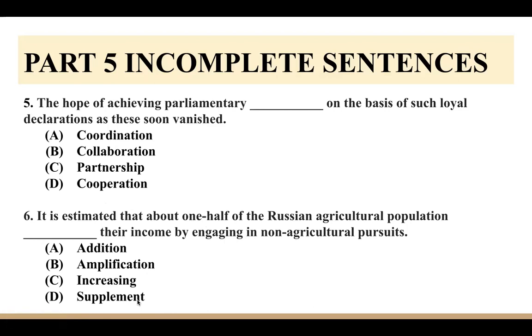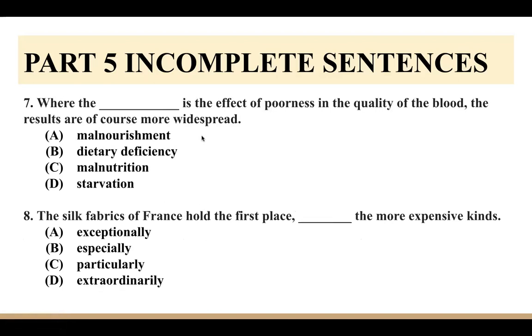Everyone type D, dot for me, please. Addition here meaning that moreover, amplification is the same, increasing, right? Cross A, cross B, cross C. And the answer will go for D, dot here. That's it. Moving to next question here, where blah, blah, blah is the effect of poorness in the quality of the blood. The results are, of course, more widespread.